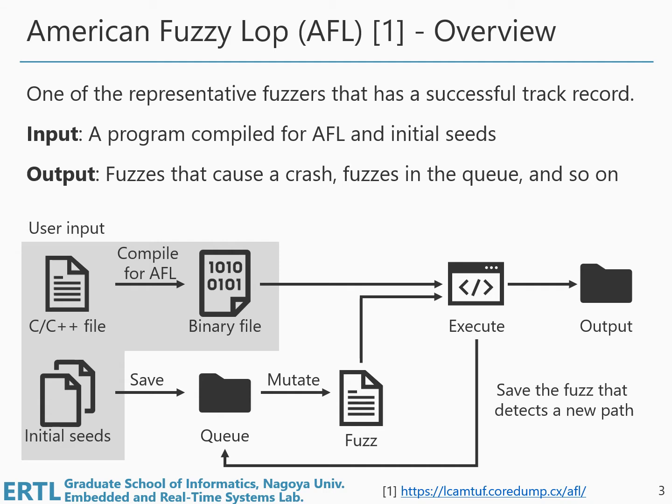Next, I talk about AFL. AFL is one of the representative fuzzers that has a successful track record. This figure shows its overview. The user inputs of AFL are a target program compiled for AFL and initial seeds AFL uses as first test cases. The outputs of AFL are fuzzes that cause a crash, fuzzes in the queue shown on this slide, and so on.